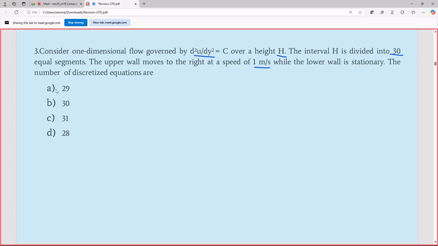So the question is asking, if we have a one-dimensional flow in the y direction governed by dou square u by dou y square equal to c, and the entire length of the domain is h, and it is divided into 30 segments, what will be the number of discrete equations if the upper wall moves at a speed of 1 meter per second and the lower wall is stationary? So again, this is a question on discretization. Try to answer the question.